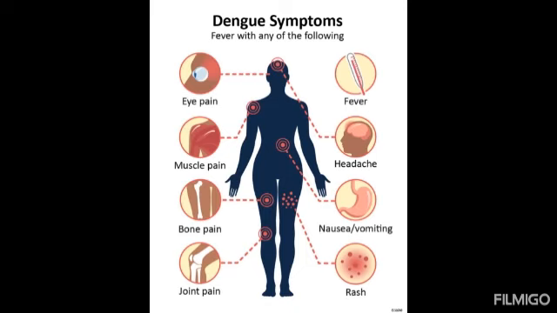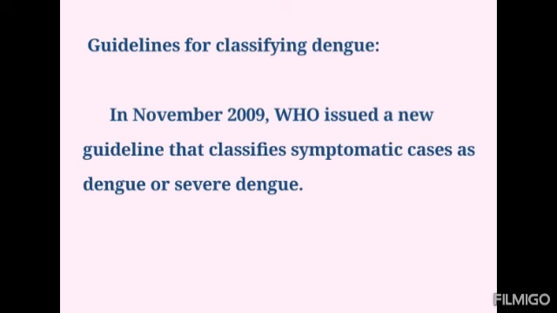Let's see about the important symptoms of dengue. Fever with any of the following: headache, nausea and vomiting, rashes, joint pain, bone pain, muscle pain, and eye pain. These are the important symptoms of dengue.